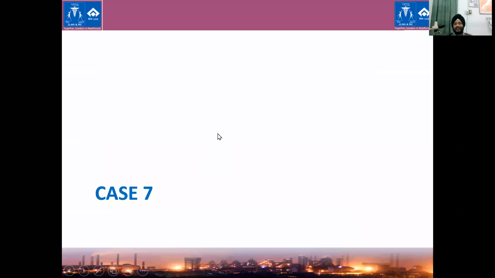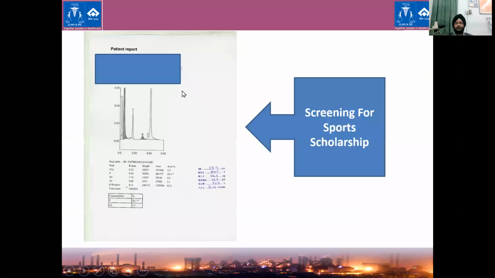This is probably the last case. Yes. So this was a person who came to us for screening for a sports scholarship. Our company has a sports scholarship in which people who are very good in sports are selected and given all the facilities for training.